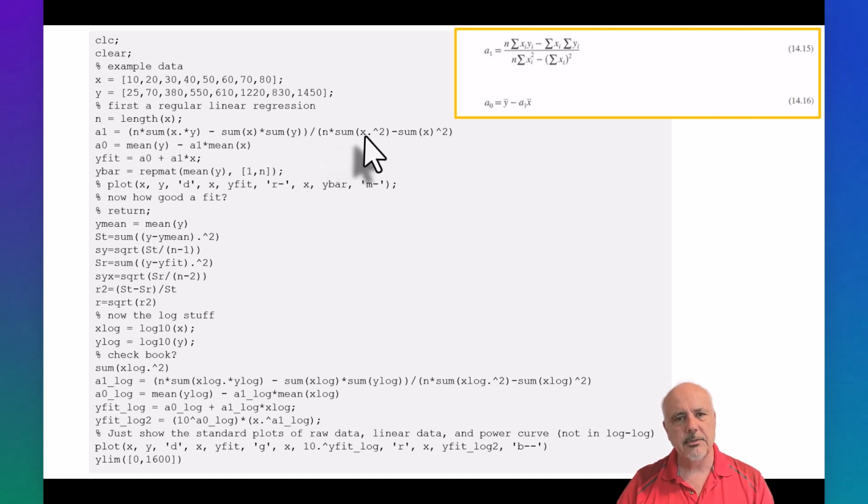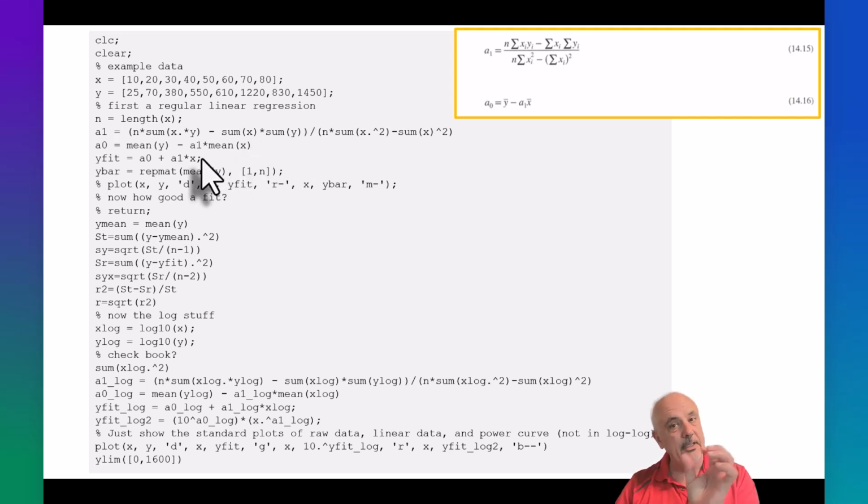Denominator: n times the sum, and this dot caret takes every element of x and squares it, and then sums that. That's this part. Then a minus the sum of all the x's, squared. That's the second term in the denominator. So a1 is taken care of. A naught is the y mean, minus a1 times the x mean. That's straight from my theory.